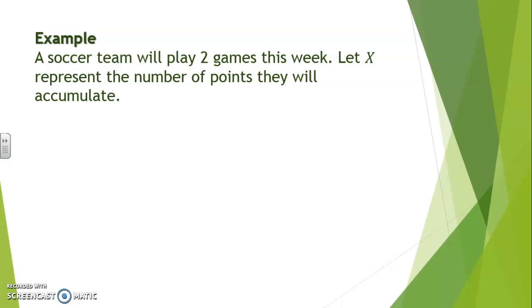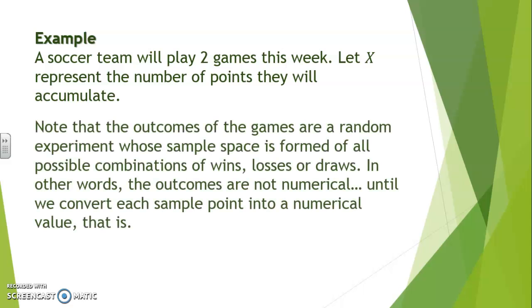For example, a soccer team will play 2 games this week and let x represent the number of points that they will accumulate. Let's note that the outcomes of the games are a random experiment whose sample space is formed of all possible combinations of wins, losses, or draws. In other words, the outcomes are not numerical until we convert each sample point into a numerical value.